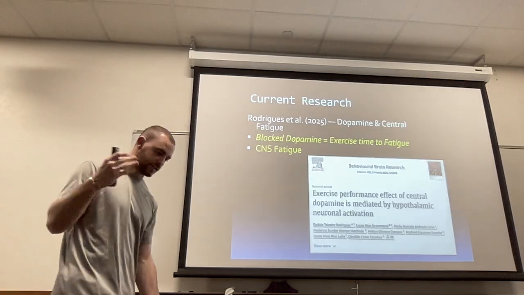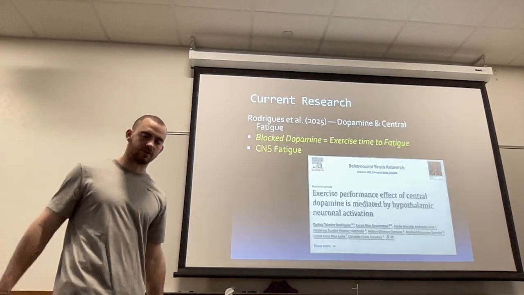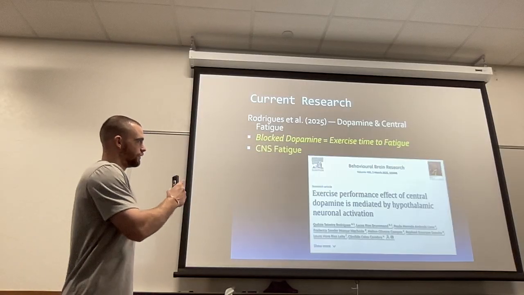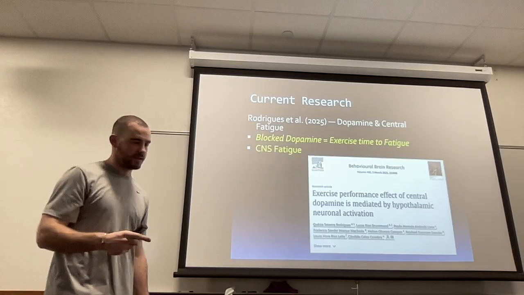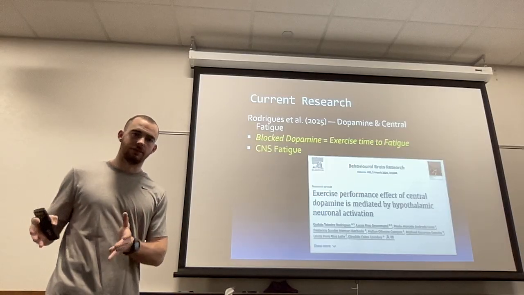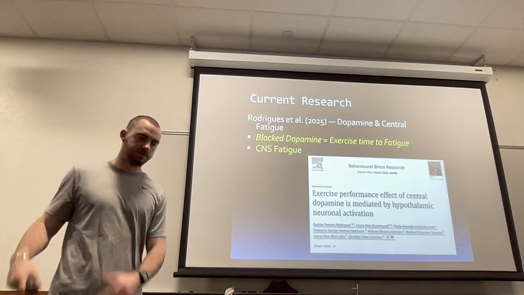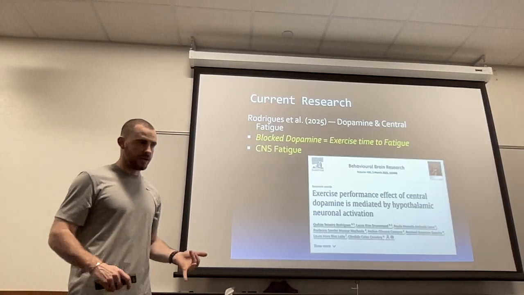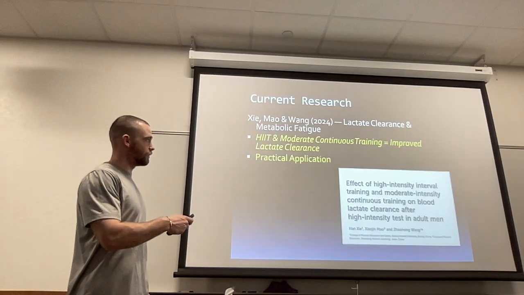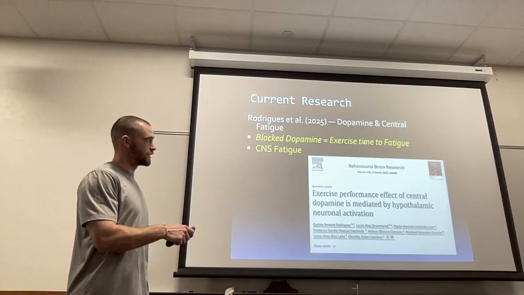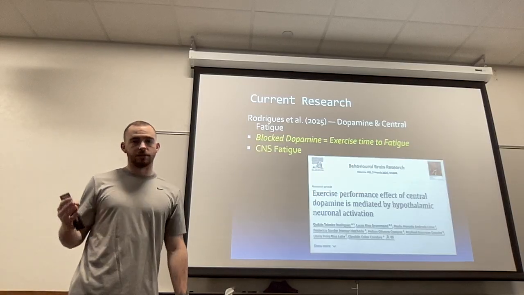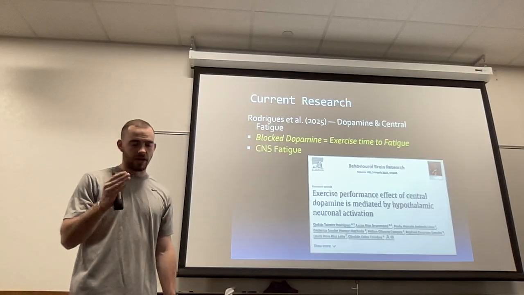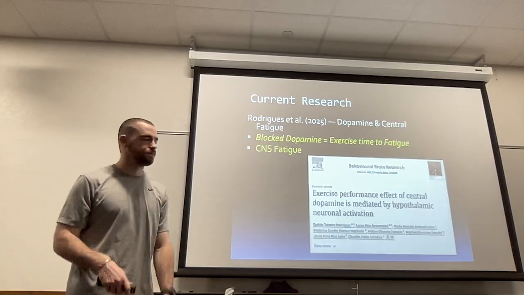So when we think about dopamine, we instantly think about the central nervous system, those neurotransmitters. It talked about how dopamine, if you block it, is that actually going to affect how fast we fatigue. So you block the dopamine, you have low arousal, low motivation, and guess what they found? Exercise time to fatigue was lower, it was decreased. So if you have less dopamine, you're going to have a faster fatigue time.